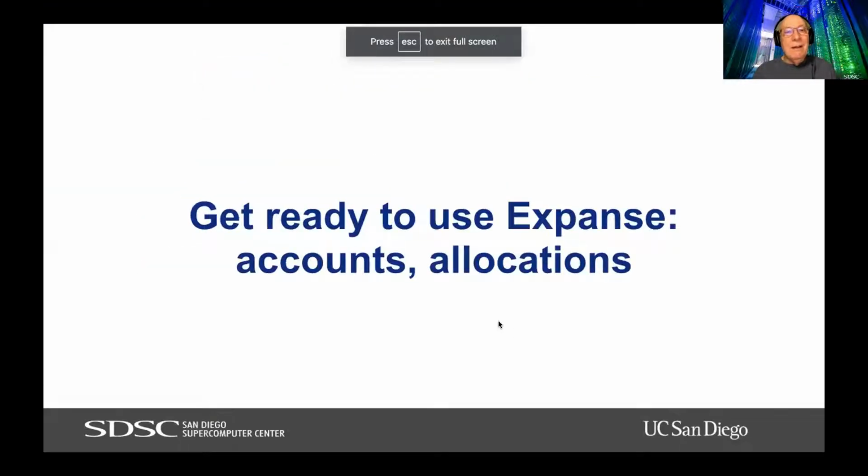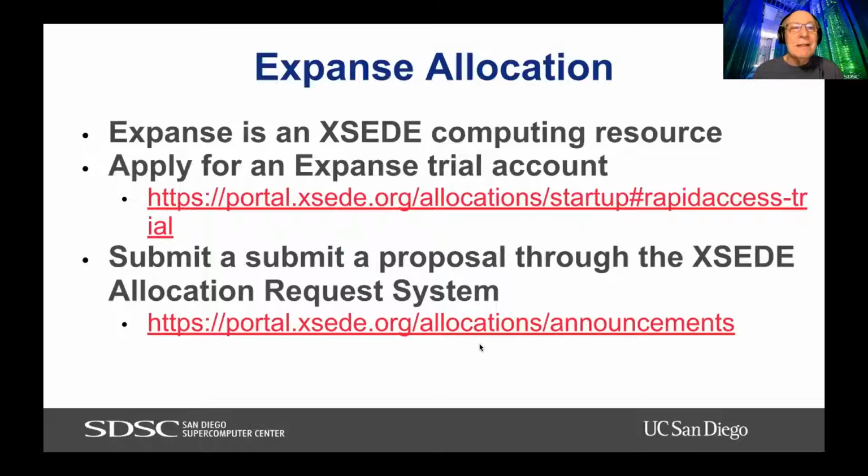Okay, so now that I talked to you about all of this, let's say you don't have an Expanse account yet, and you thought, oh, I want to try to run my notebooks here. There are a number of things you can do. First of all, Expanse is an XSEDE computing resource, so your Expanse allocation goes through the XSEDE portal. You can apply for a trial account by going to this URL. And I believe you get 1,000 CPU hours and also some GPU hours for a trial account. Then, as you get familiar with that, you submit a proposal to get a larger allocation on XSEDE and run your jobs here.